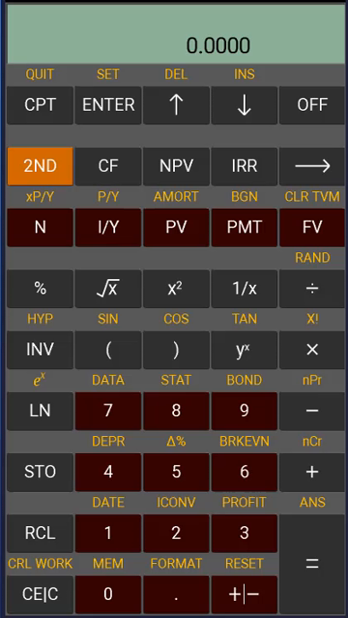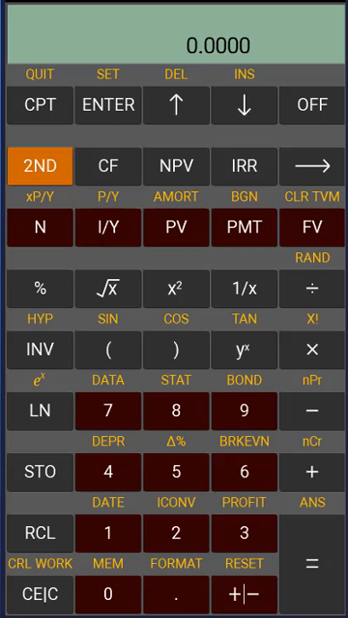Hi, what you see on screen is a simulator of the Texas Instruments BA II Plus calculator. For the CFA exam, Level 1 and Level 2, and for solving time value of money, we use this calculator. We recommend this calculator, and it makes the calculation really easy.